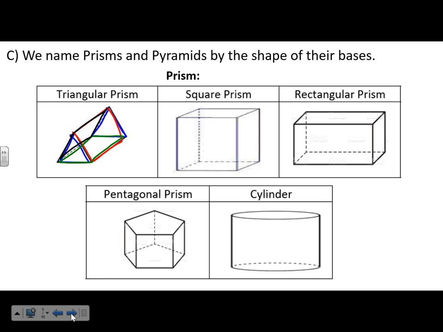Now, when we get into the prisms that have a quadrilateral for the base, then we can get more specific as far as like a trapezoid prism, a square prism, the bases are squares, a rectangular prism, the bases are rectangles. This is a pentagon prism. Again, this one, the base is on the top. This one, the triangle, the bases were kind of on the side. Then again, we have a cylinder where the bases are circles.